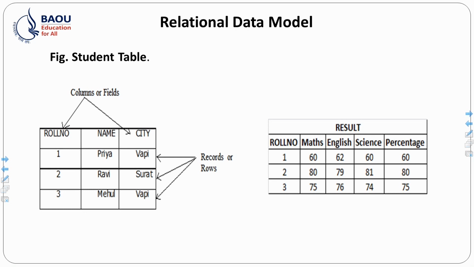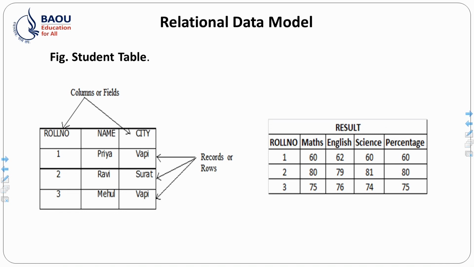Now, both tables have a common field, roll number. The roll number column is not repeated in the student table and roll number is not repeated in the result table, but both tables have a common field roll number. Using the roll number attribute, both tables are associated with each other.